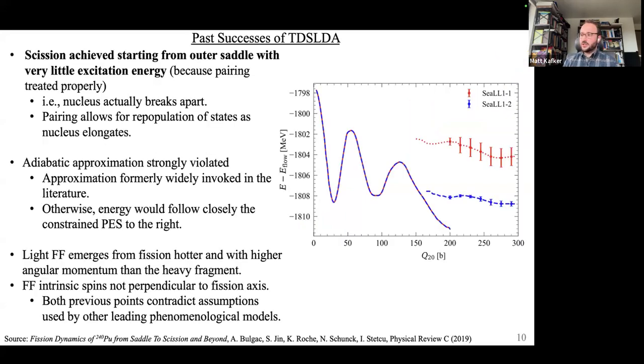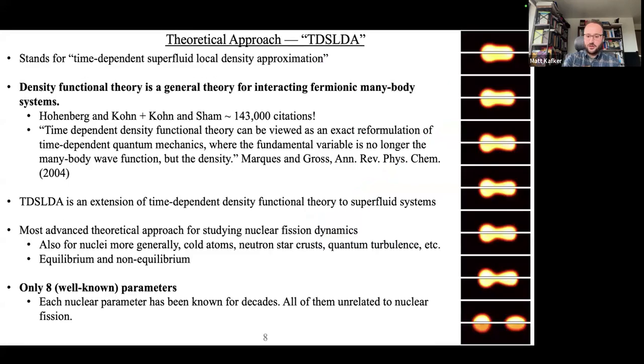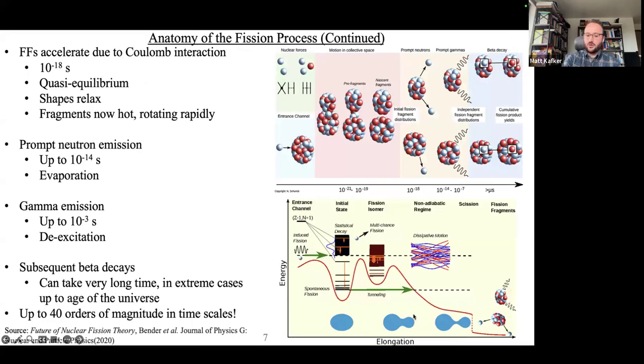In particular, in the context of nuclear fission, this theory has had a number of successes. For one thing, scission was achieved starting from the outer saddle point with very little excitation energy. As a reminder, scission means the nucleus actually breaks apart. So the nucleus is started in some deformed configuration. I'll actually just remind you briefly. We start here where the nucleus looks something like this, and then we simply time evolve the equations of motion from there with very little excitation energy, and the nucleus breaks apart.